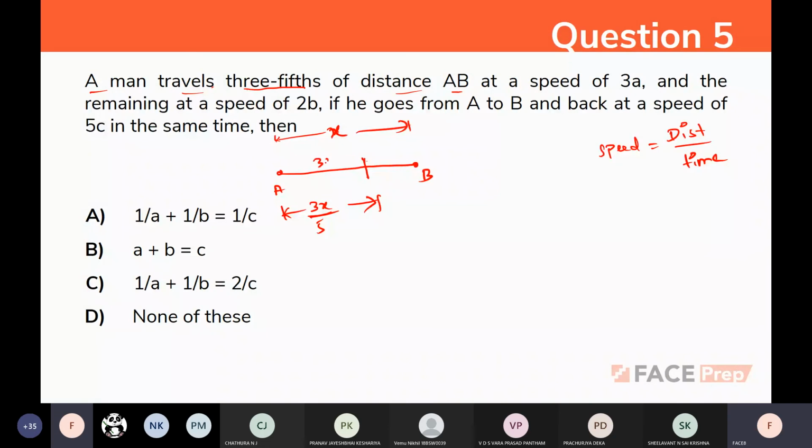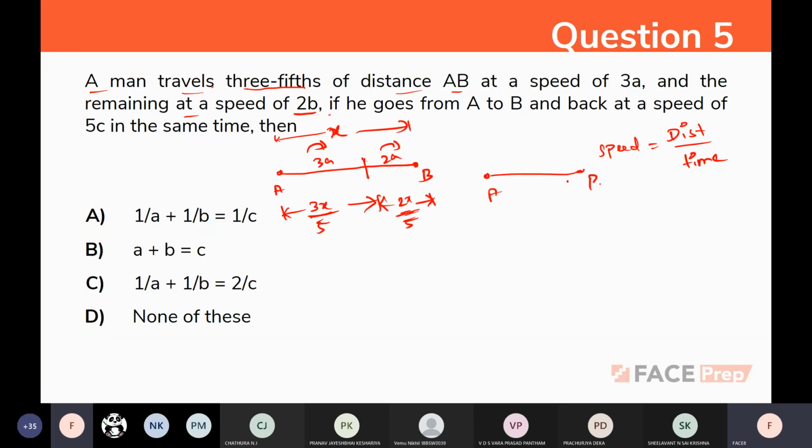At 3a speed. Okay, and the remaining at 2b. The remaining will be 2x by 5 at the speed of 2b. Okay, so we have 3x by 5 and 2x by 5 distances. We have separated it. This is the first case. And let me read the second case. And this is the second case here.